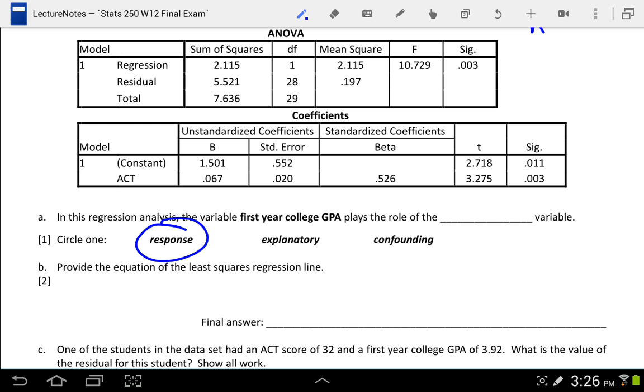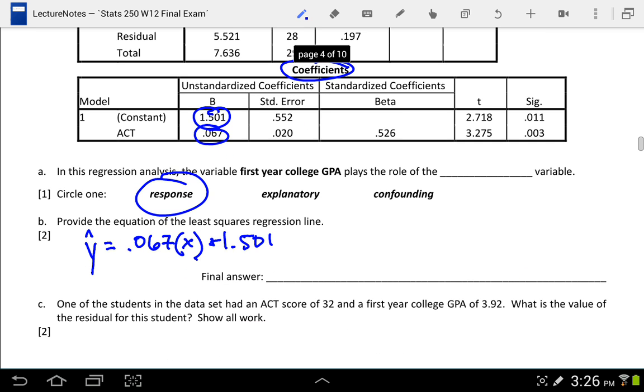Letter B says provide the equation of the least squares regression line, so we're just going to use our coefficients from this table to construct that. We get y hat equals our B on ACT is 0.067 x, and then plus our constant, 1.501. Okay. And make sure, of course, that you put that on the answer line. Okay, great.